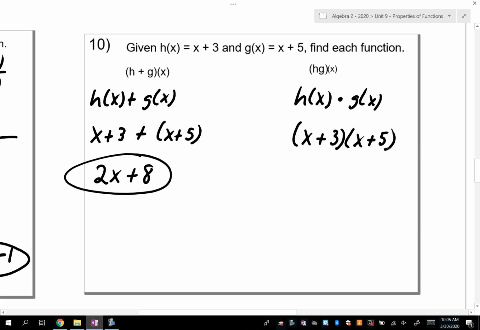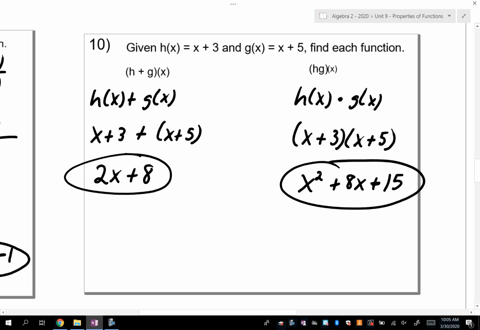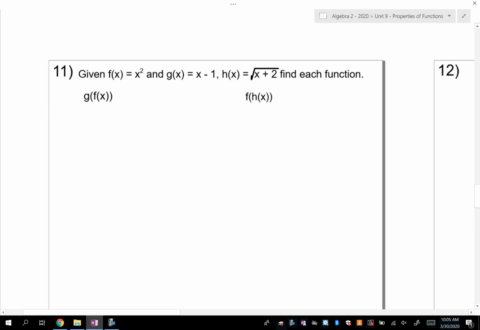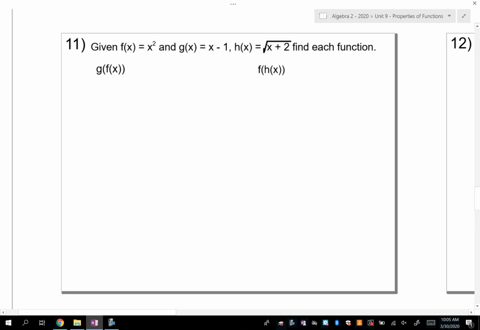All right, hopefully you guys can do some of this stuff mentally now. X times x is x squared. You've got x times 5, which is 5x. 3 times x is 3x. So when you add that together, you get 8x. And 3 times 5 is 15. All right. Okay, let's do some composition. So this first one says g of f of x.